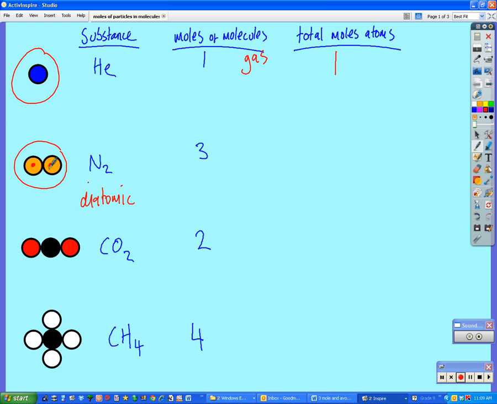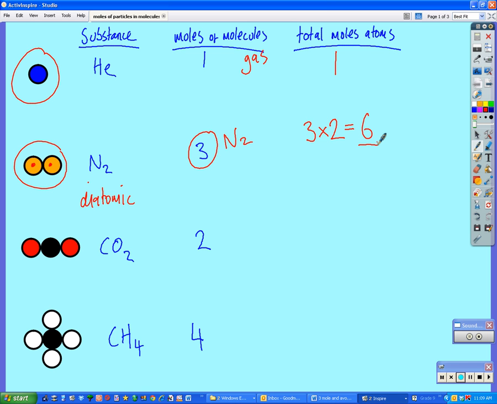If we've got 3 molecules of nitrogen, each molecule of nitrogen contains 2 atoms. So the total number of atoms, nitrogen atoms, is 6.